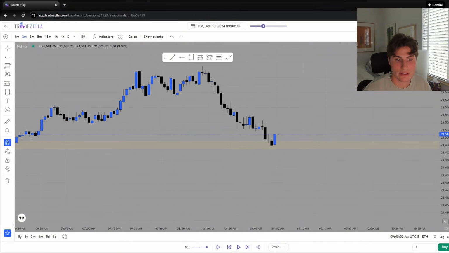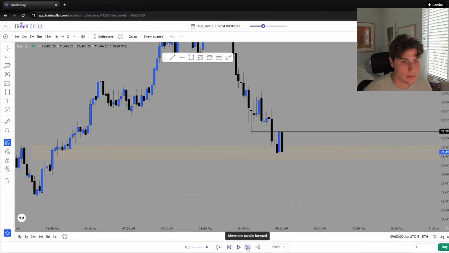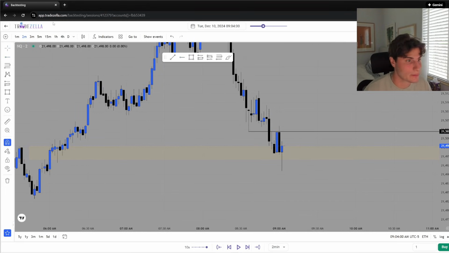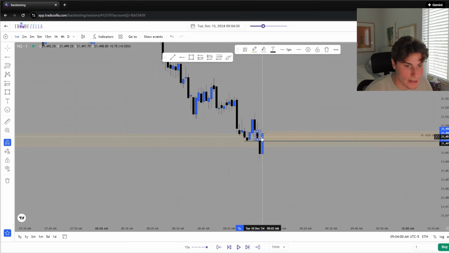Now, if we go to the 2-minute time frame, as you can see, this is the manipulation leg right here. Let's see what happens. Price comes down and resweeps. Okay, so that is the manipulation leg right here. Let's see if we get an inversion on the 1 minute. We have a beautiful inversion right here.